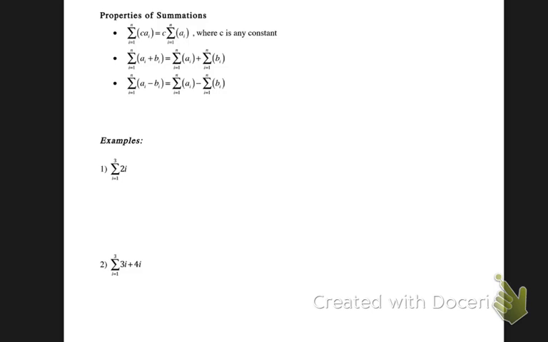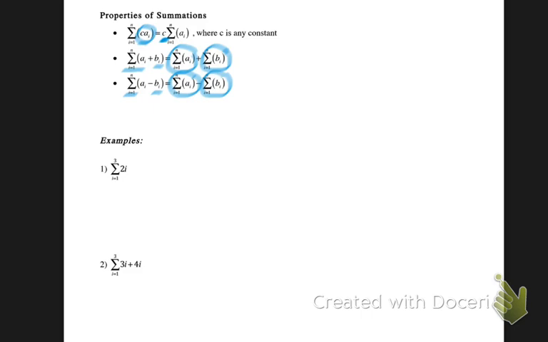On the next page, we have some properties that can be helpful. For some problems, it's your choice if you want to use the property or not. In other problems that we do, it'll be necessary to use these properties. So for now, I just want to show you what these look like. So any summation that you see that has a constant being multiplied, you can pull that constant out in front of the summation. The other two properties allow you to split up addition and subtraction so that each term gets its own sigma, its own summation notation.